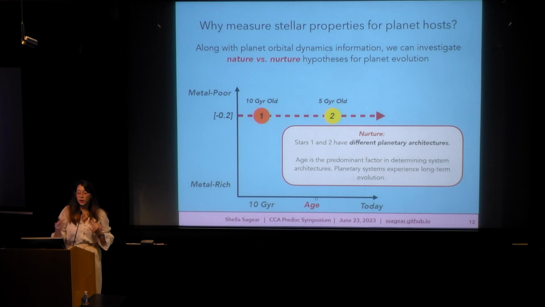Or we could go for a nurture perspective. If we see that stars 1 and 2 have very different planetary architectures, we might say that, well, age, long-term evolution is far more important in determining these system architectures. They might all form the same way and evolve into something different depending more on their age.